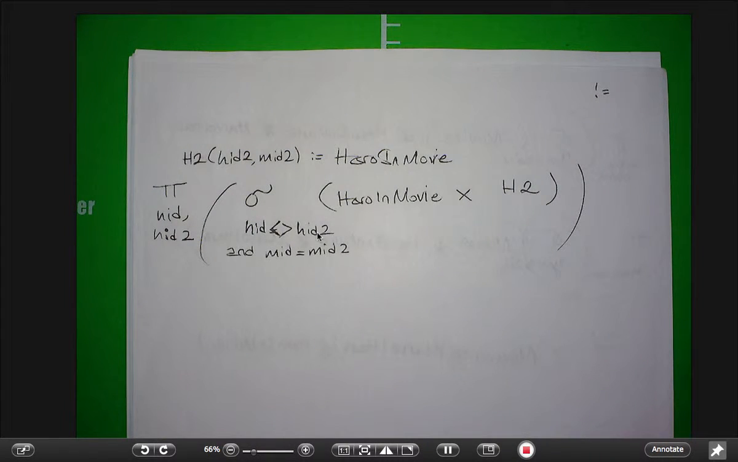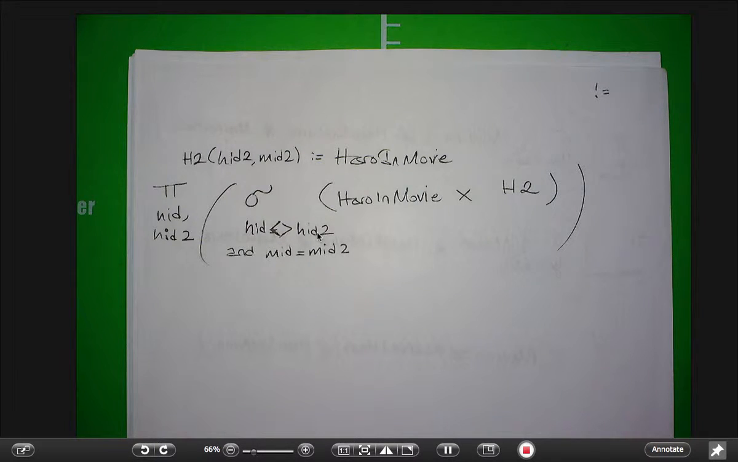to find a pair, HID and HID2, that have at least one movie in common, because it may happen that we have more than one movie in common, right? So Iron Man and Captain America are in more than one movie, but that means that they have at least once starred in a movie together.